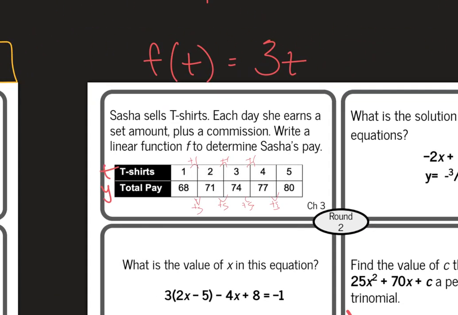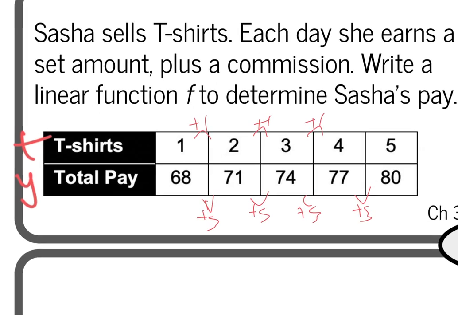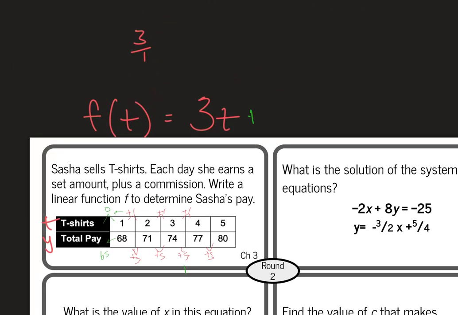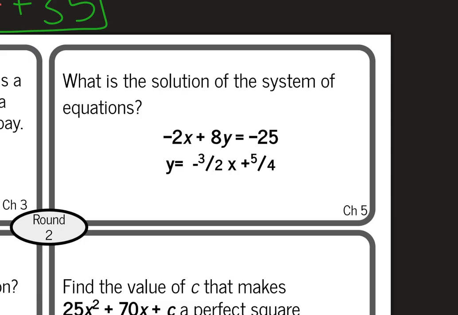I'm just going to get creative here and say the y-intercept happens when x is 0. So if I go down 1 to 0, that means I'd have to go down 3 to $65. So boom, I'm done. Here's a function for that linear equation. That's about it.